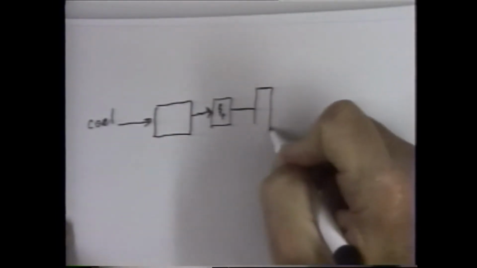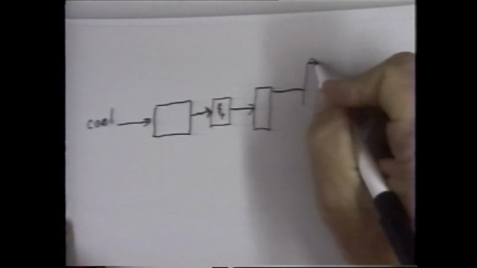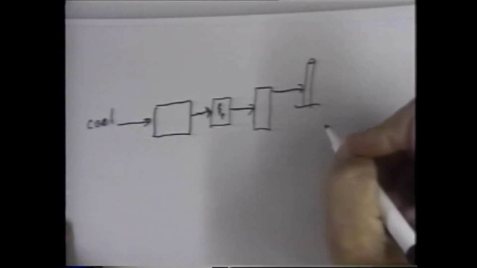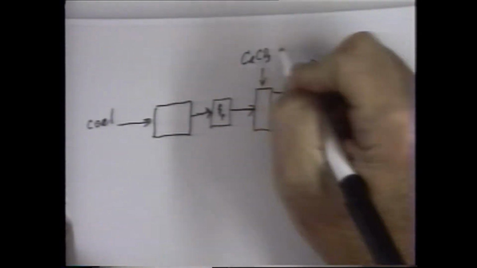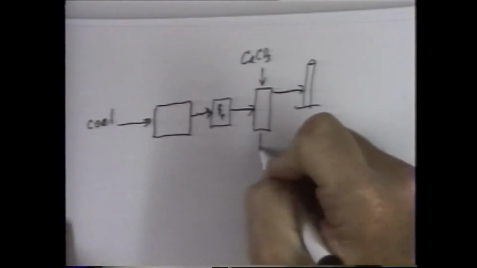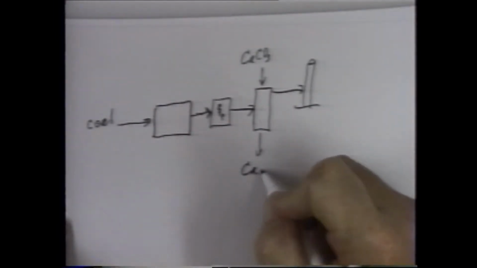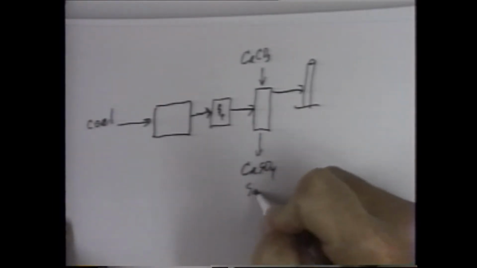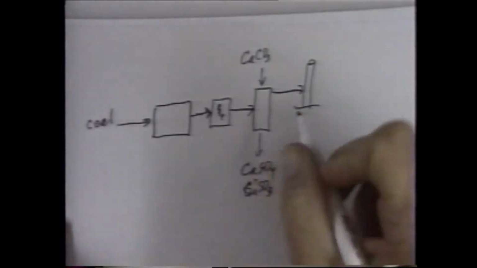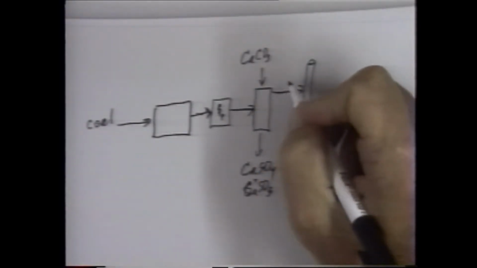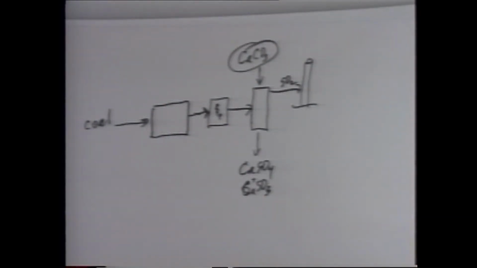And then we go through some kind of a wet scrubber that's going to remove sulfur dioxide. And it's here in the wet scrubber that we're adding the calcium carbonate. We're collecting a sludge out the bottom that is primarily calcium sulfate and calcium sulfite. We're not too worried about that. We're simply wanting to calculate how much calcium carbonate we need to add.